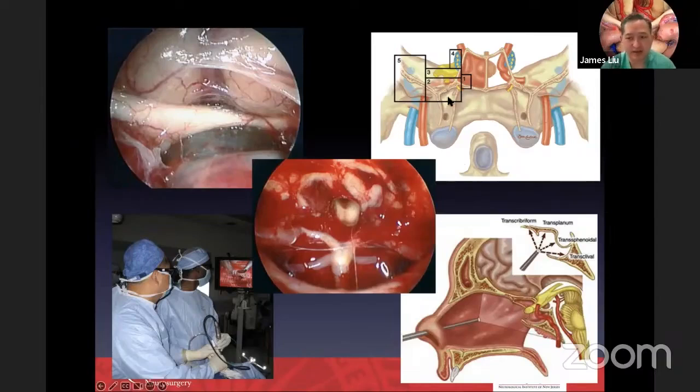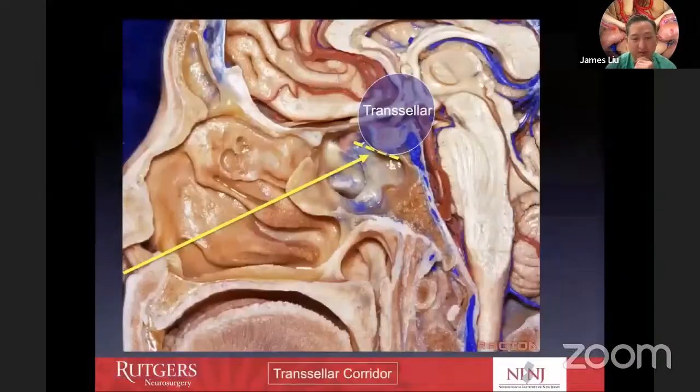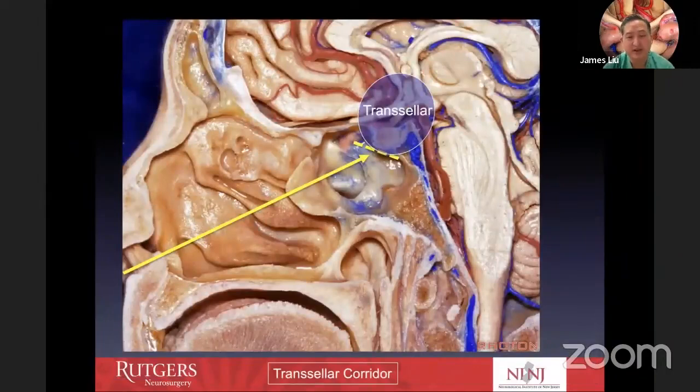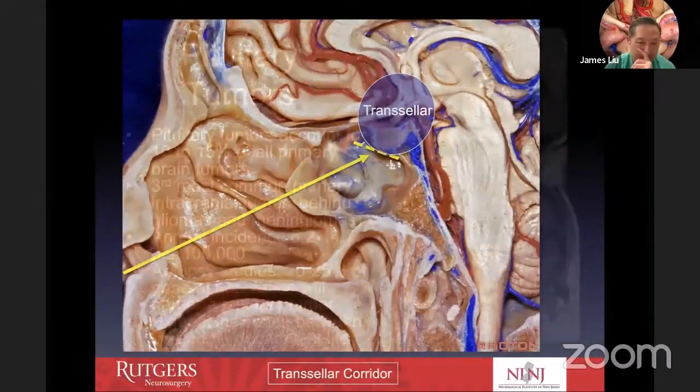So we can also get into the lateral corridors here into the Meckel's cave, middle fossa, and infratemporal fossa as well. So not only can we extend our corridors in the sagittal plane, but also in the coronal plane. But today we're going to focus mostly on the transsellar and parasellar regions.